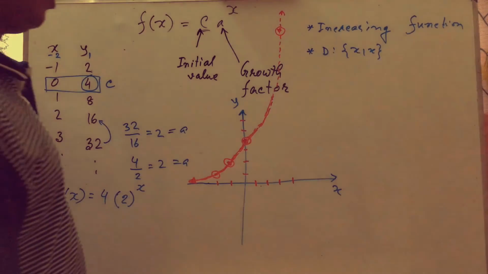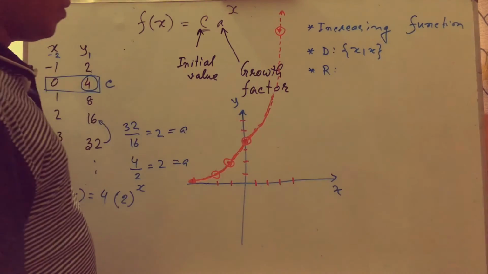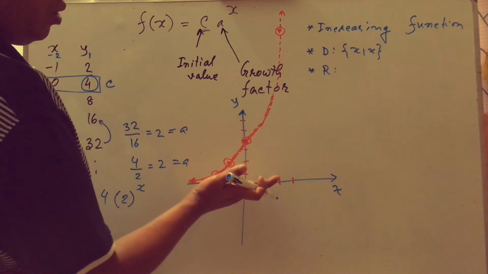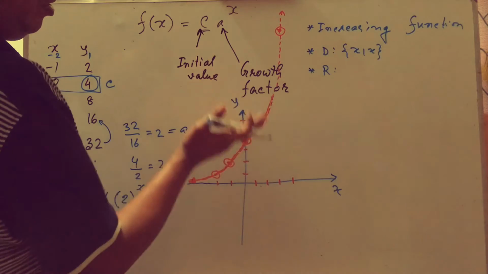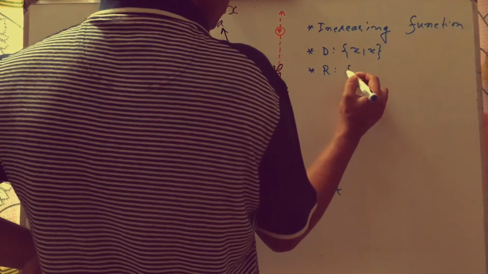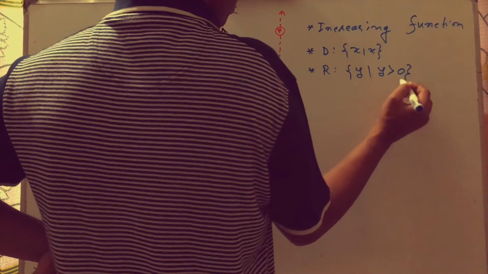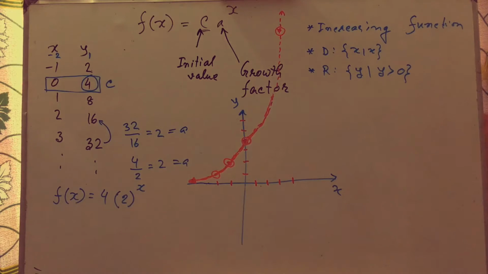What will be the range of this graph? The range of this graph is actually from 0 to plus infinity, and 0 is not included. So the range is y such that y is greater than 0. This is the range.